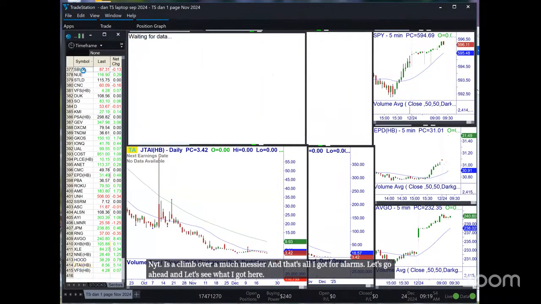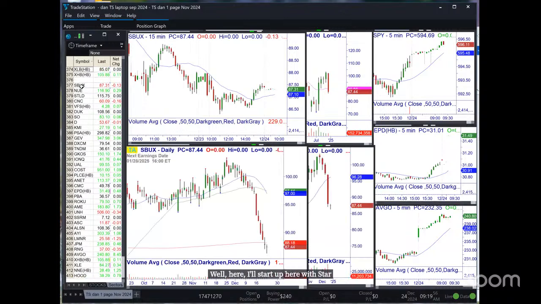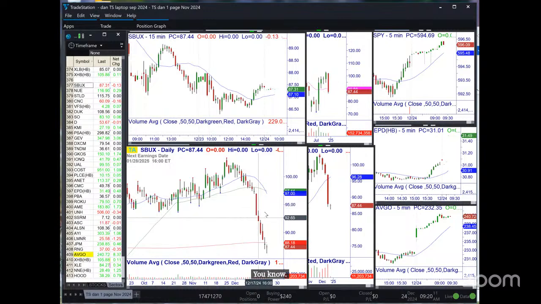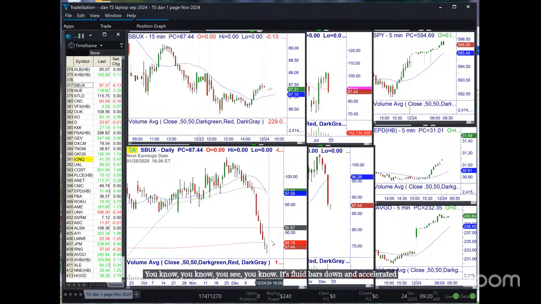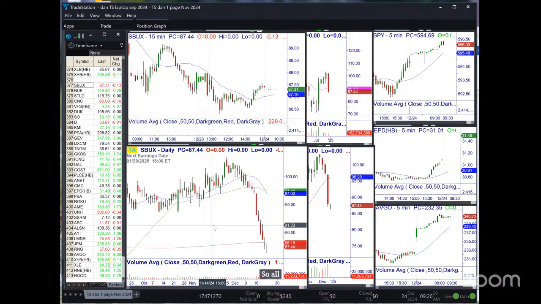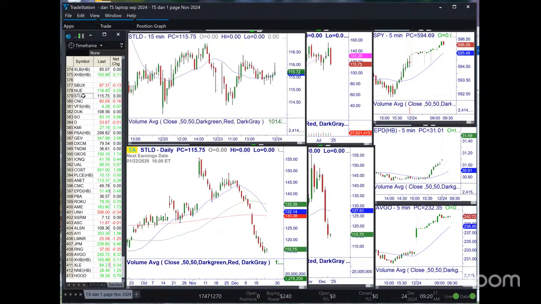Well, I'll start up here with Starbucks. That's a Climo. They're continuing to expand on the strike, but that is a Climo. You see how it's fluid bars down and it accelerated the distance to the 20. So all we need now is a turn, which we don't have. Sold is another steal.